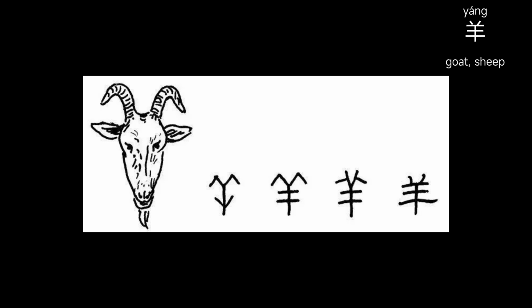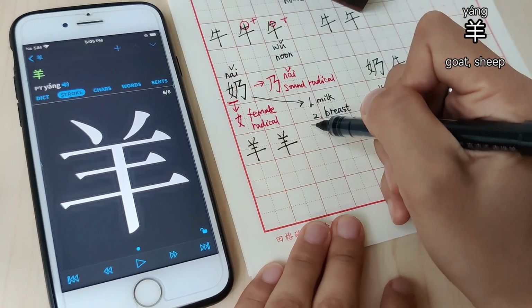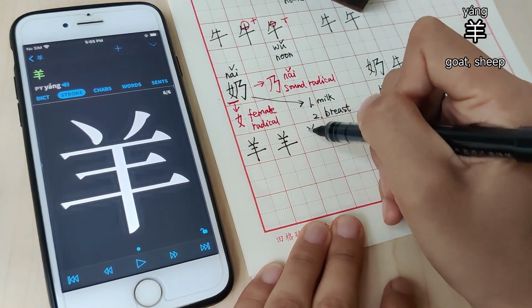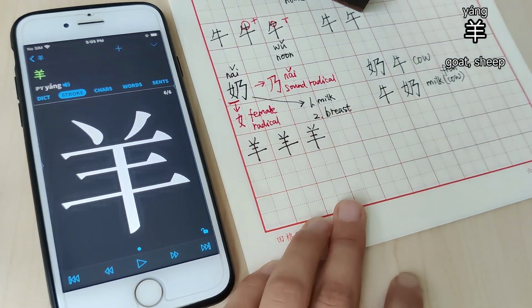Here is a picture of the evolution of the hanzi, yang. So this hanzi is technically evolved from the picture of a goat. All right, so now let's try to write it one more time. 1, 2, 3, 4, 5, 6.